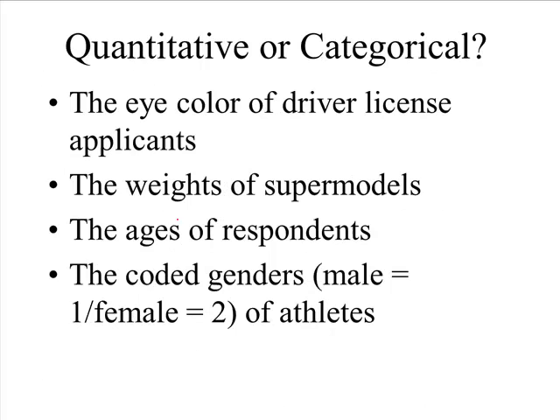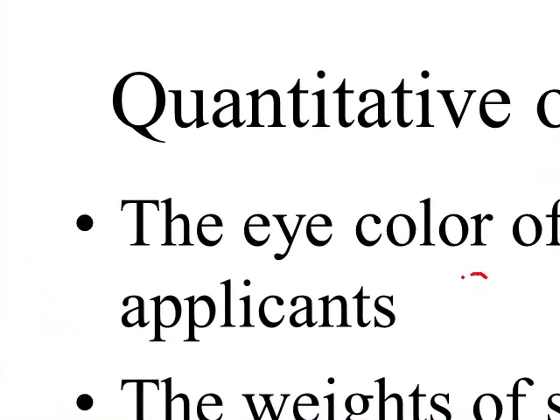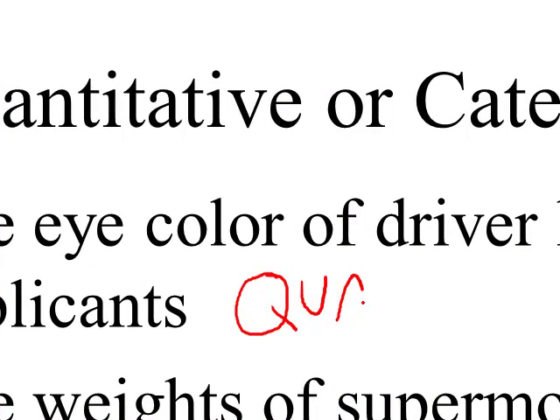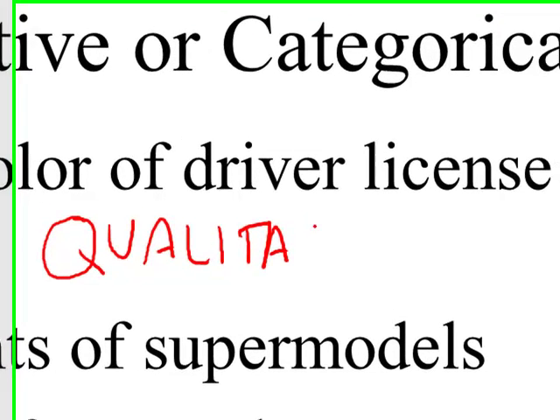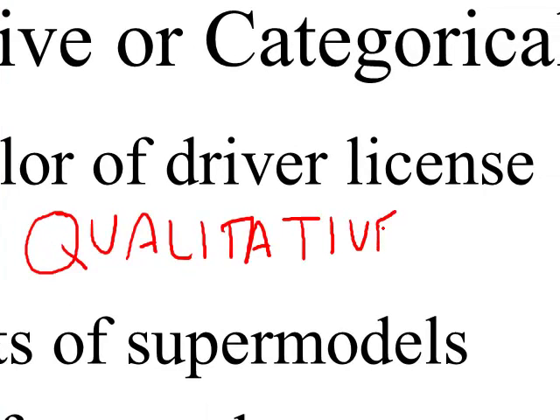So for example, first item here, we want to know the eye color of driver's license applicants. So you get these responses: blue, brown, hazel, hazel, brown, brown, hazel, blue, etc. And those types of responses, do they ask how much, how many? No, they don't. And so that makes them qualitative. They basically just break the candidate pool up into different categories based on their eye colors.